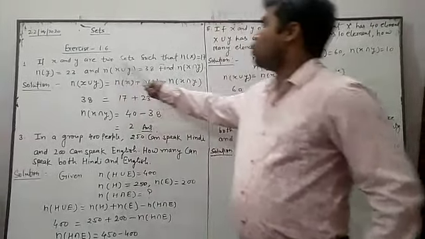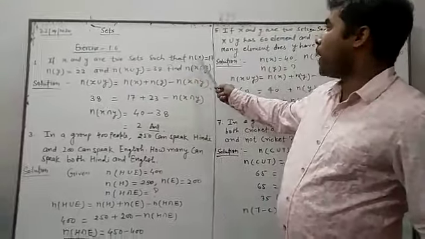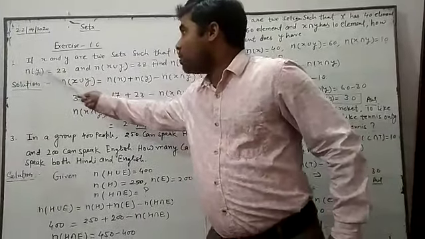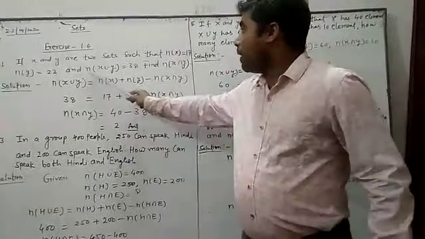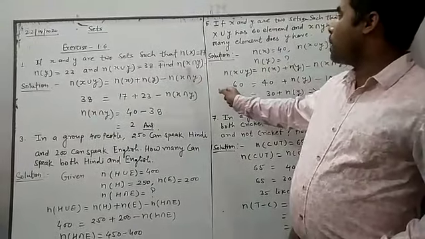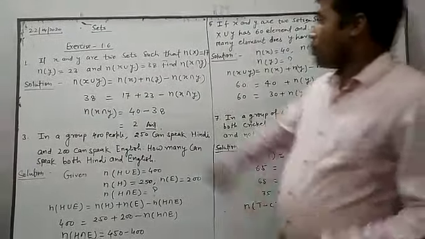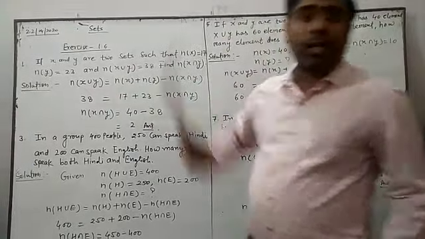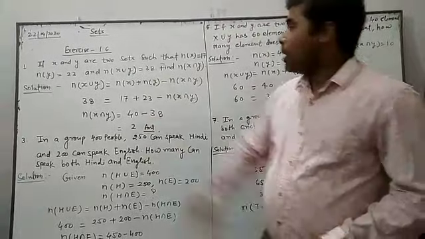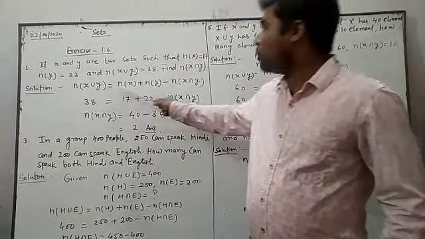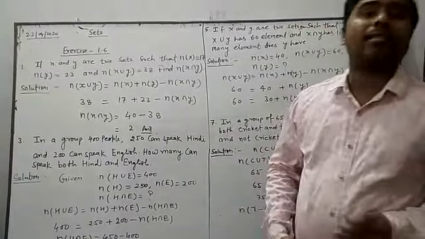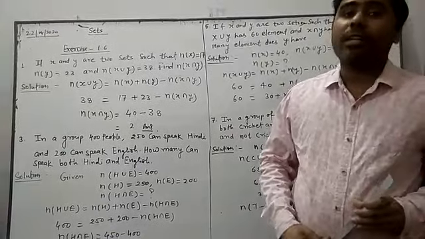if X and Y are two sets such that the number of elements in set X is equal to 17, the number of elements in set Y is equal to 23, and the number of elements in X union Y is equal to 38, then find the value of n(X intersection Y). Now the formula we have to use: in the question it is X and Y, so we write it in terms of X and Y. n(X union Y) is equal to n(X) plus n(Y) minus n(X intersection Y).